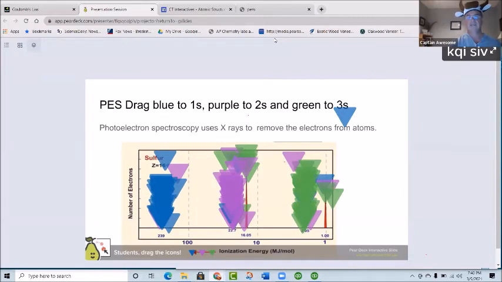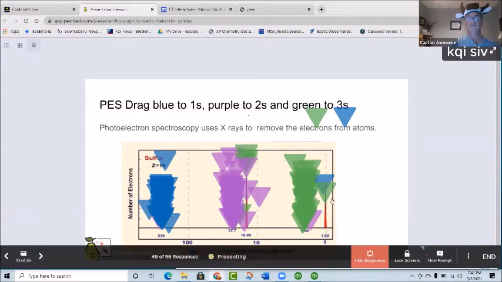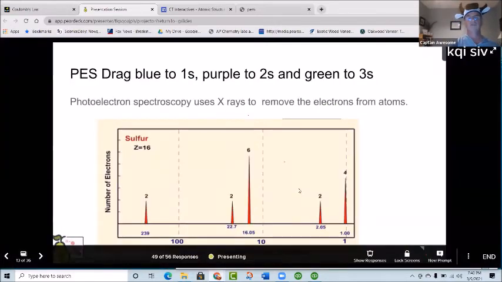The key here is the 1s electrons are going to have the greatest, what we call ionization energy, the energy necessary to remove those electrons. So the 1s would be the mark at 239. The 2s would be over here at 22.7. And the 3s would be over here at 2.05.